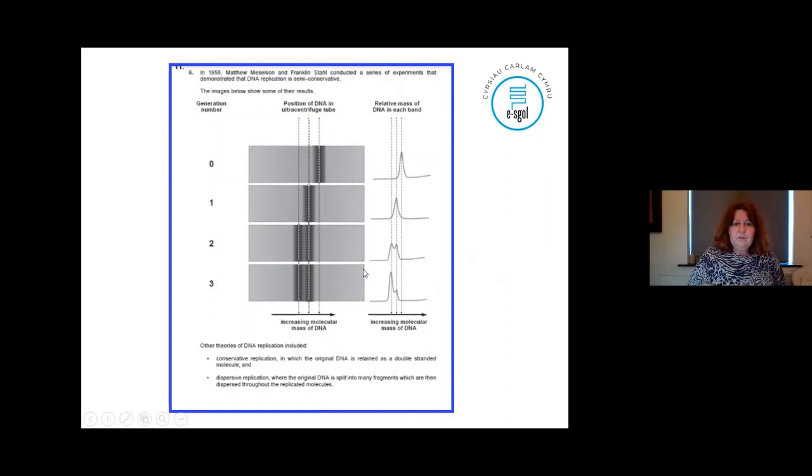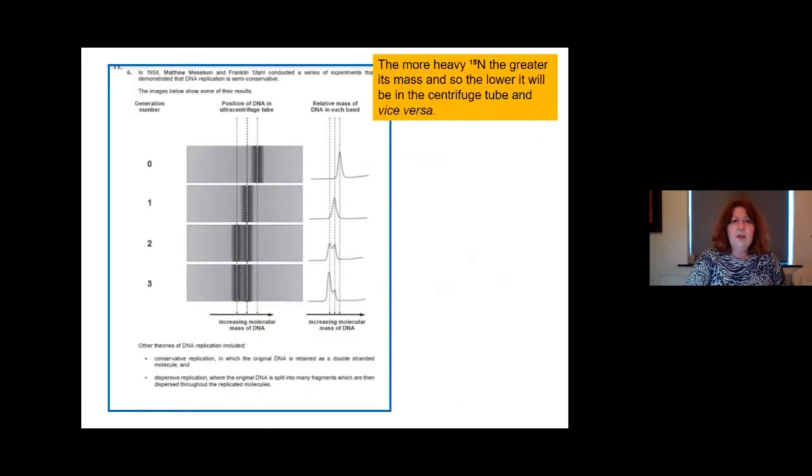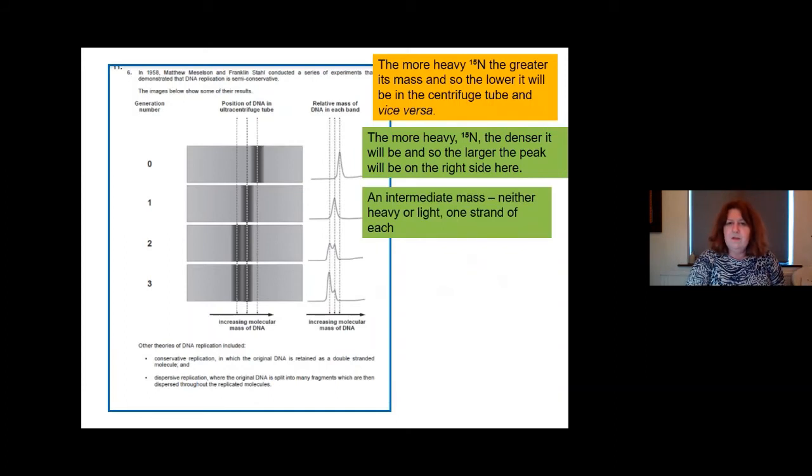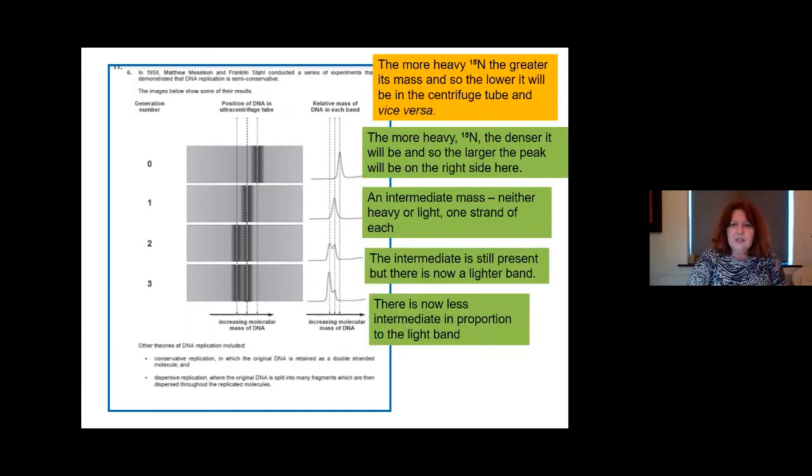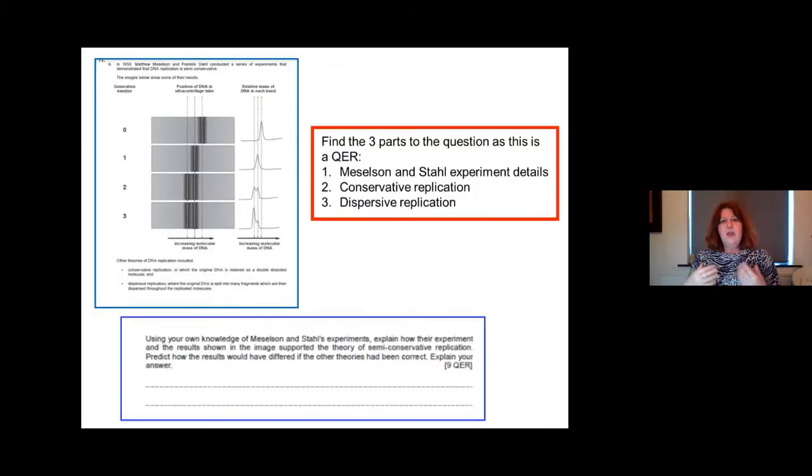Okay, so the question is going to ask us, here we go, I think I've probably been through all of that, so I don't think I need to go through that again, but as I say, you can go back at your leisure and look at that. So the first thing I do with these questions is say you've got to find 3 parts to the question for these 9 markers that you may come across, and in this case it asks about your own knowledge of Meselson and Stahl's experiments, to explain their experiment and the results they've got, and show how that supported semi-conservative replication, and then predict how the results would have differed if the other theories had been correct.